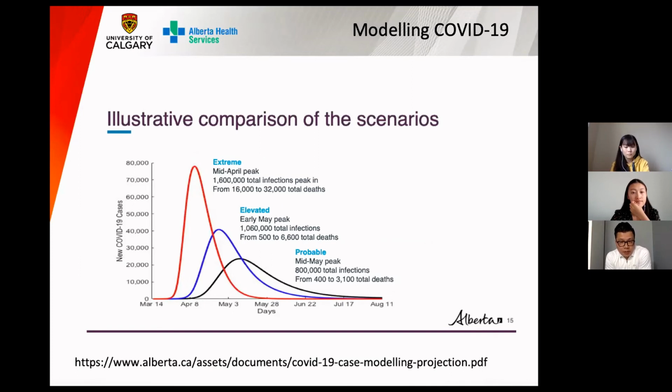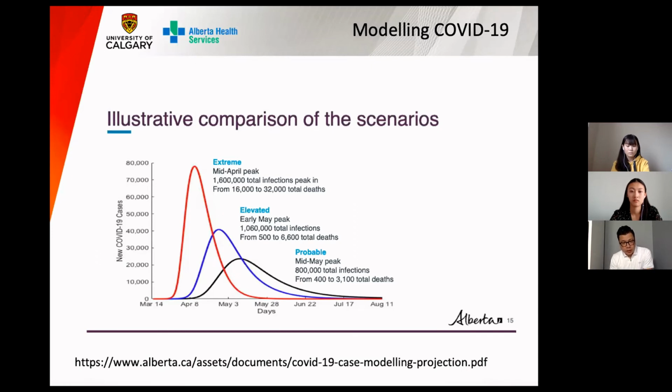And basically, the probable scenario was that we would have seen our mid-peak in May with about 800,000 infections and about 400 to 3,000 deaths. And again, you might be thinking, what? That's such a big range, 400 deaths versus 3,000 deaths. And that's just the sensitivity, the confidence intervals, with all these underlying assumptions, right? The models are not perfect. They are based on assumptions, and whatever assumptions you put in affects the outcome. And there's a sensitivity analysis that you need to do with some kind of margin of error because you can't totally predict it perfectly.